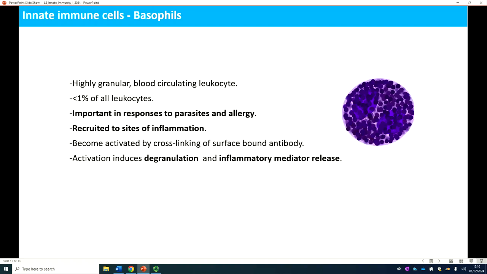If we look at basophils, you can see that again they have this quite distinct cell size and shape, and they're packed full of these granules, so they're highly granular. They form less than 1% of all leukocytes, but again, they also play an important response to parasites and allergy. Again, they're recruited to sites of inflammation, but in this instance, they become activated by the cross-linking of surface-bound antibody. And again, that's something we will look at in the future. And once they're activated, they degranulate, and they help to release these inflammatory mediators.